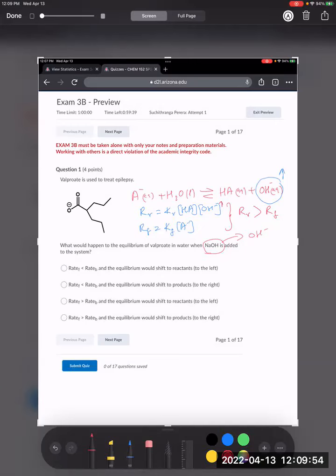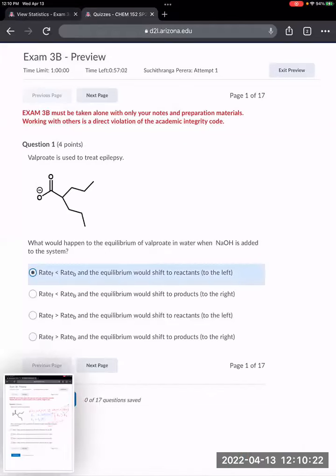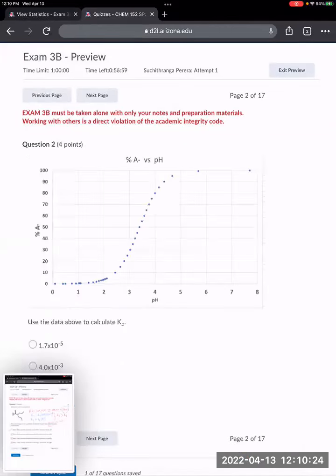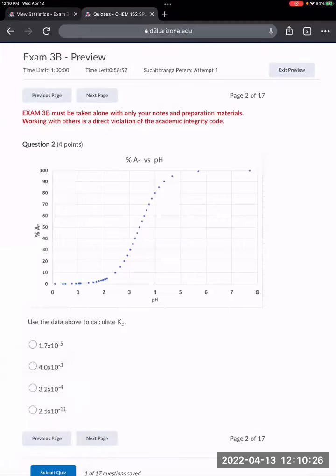Okay, so let's pick the answers. It has to be between the first two. We know that the reverse rate must be greater than the forward rate. Therefore, the last two options are out. And then the equilibrium should shift to reactants, not products. Therefore, option B is out as well. Okay, so the correct answer is option A. Right, so let's mark that and move on to the next question.